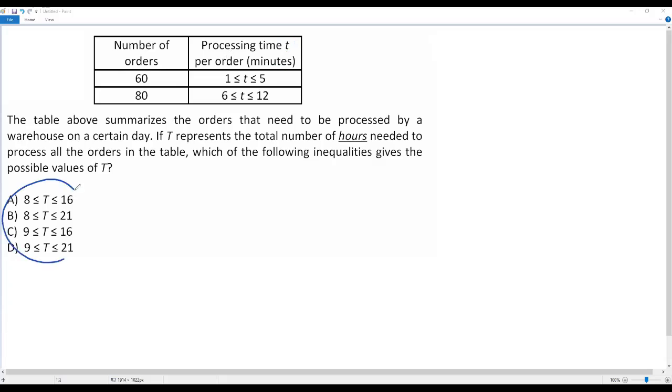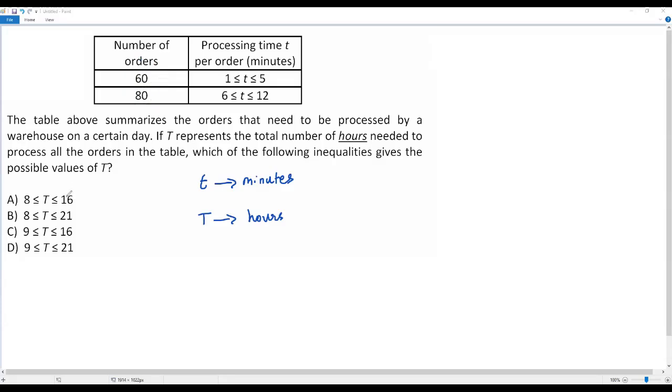But when I go with the inequalities in the answer choices, we have a capital T, which represents a total number of hours. So I have to be very careful with the unit of the time, because in the table we have minutes, in the information we have hours. That is, this lowercase t is in minutes, and the capital T is in hours. We have to be very careful with this one. Now what we need to do is find the value of capital T, which represents the total number of hours needed to process all the orders. That is 60 plus 80, 140 orders in the table above.